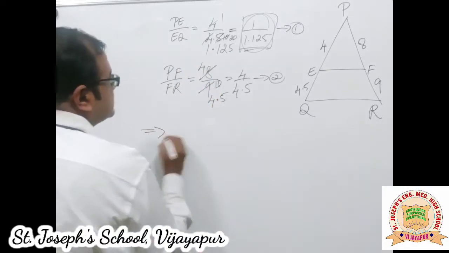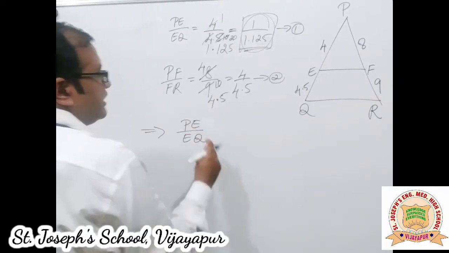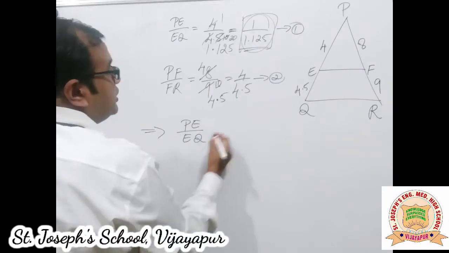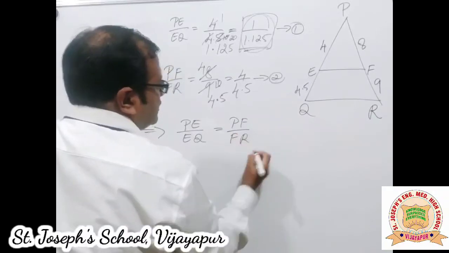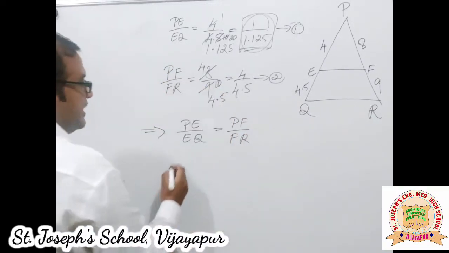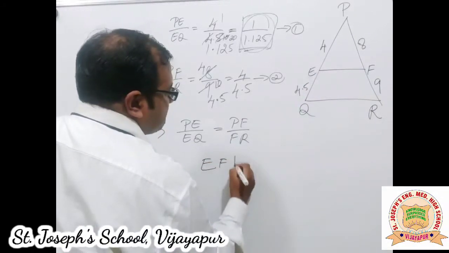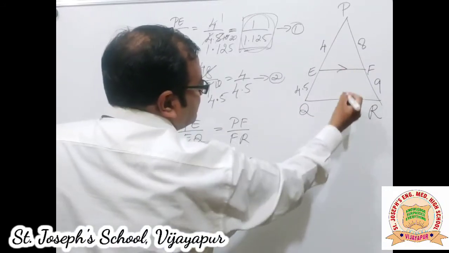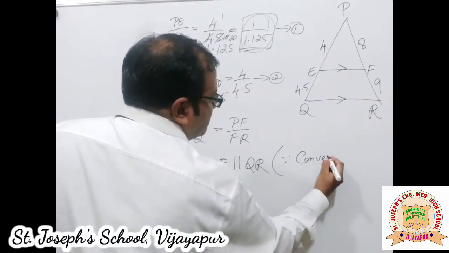So this implies, from equation 1 and 2, PE upon EQ is equal to PF upon FR. If the sides are proportional, what can you say about the third side? Yes, that means EF is parallel to QR. Now you can mark them parallel because of the converse of BPT.